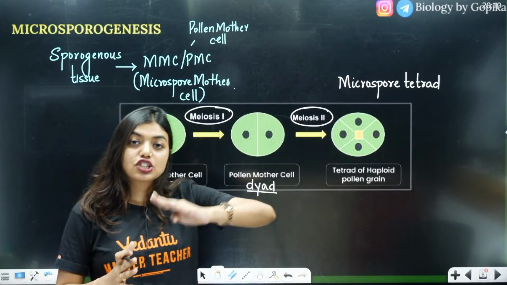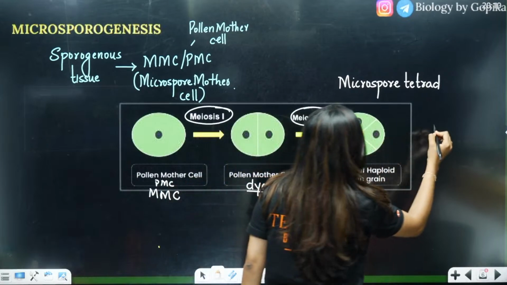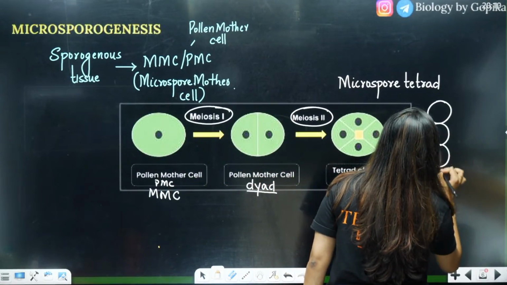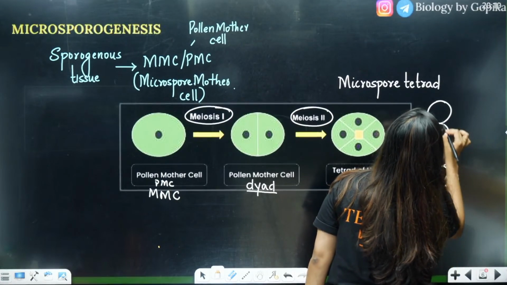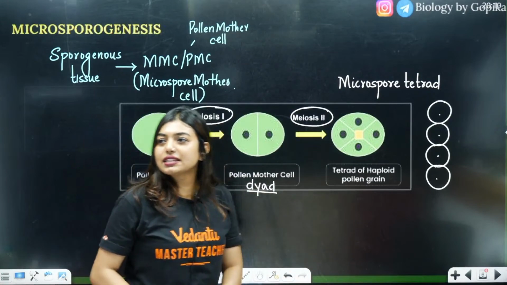Now, each of them can potentially become a pollen grain. That means, if this is one microspore, this is another microspore, all of this is an individual microspore, right? Yes?